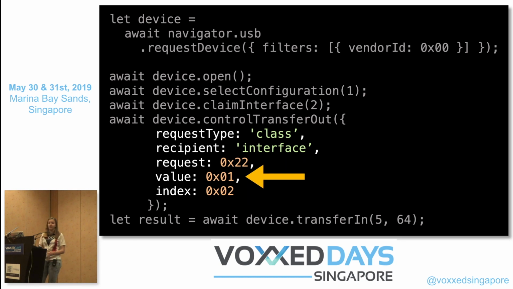Next, we have the value. The value is related to the request type. So our request type is a class, and the value that class is expecting is a number, a 1 or a 0. And then lastly, we have the index. The index is related to the recipient. So our recipient is an interface. Therefore, you can see that the index is number 2, the same as the interface we claimed higher up in the code.